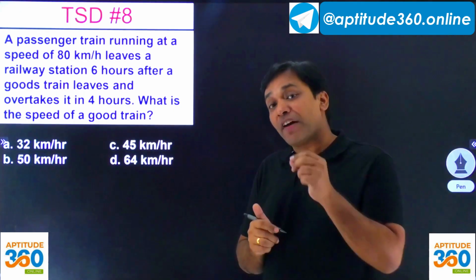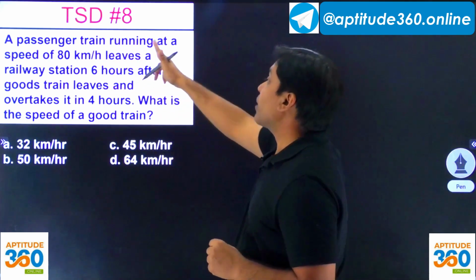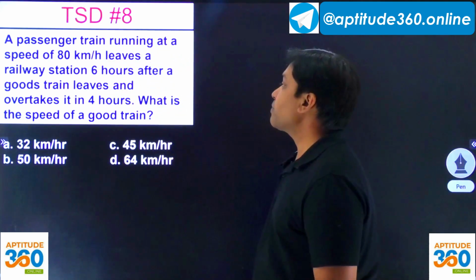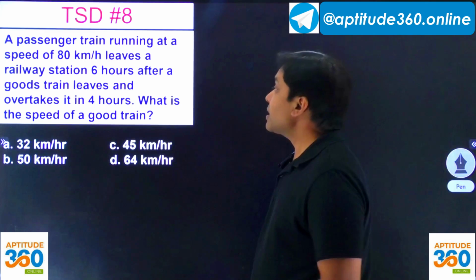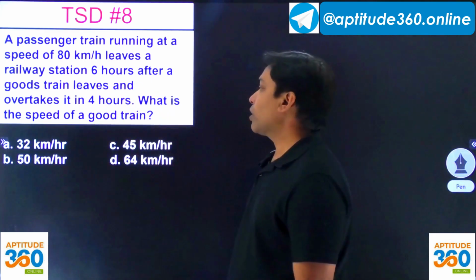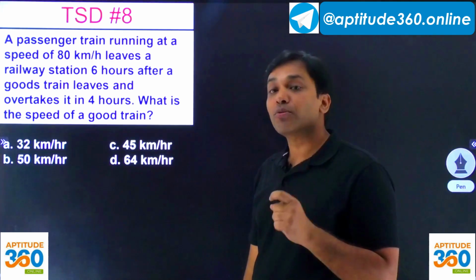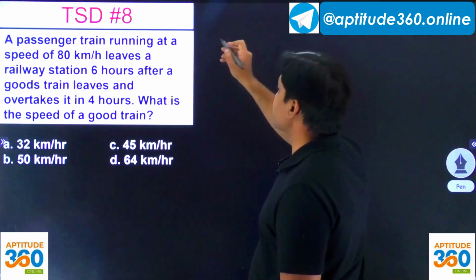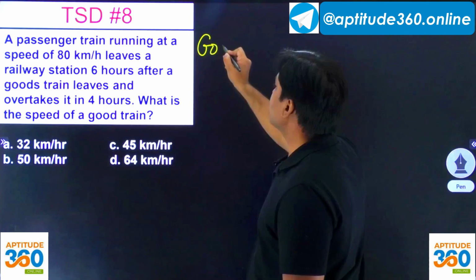Let us try to simplify this problem. It says that a passenger train running at a speed of 80 kilometers per hour leaves a railway station 6 hours after the goods train leaves and overtakes it in 4 hours. तो कौन ओवरटेक करेगा? पैसेंजर ट्रेन. तो सबसे पहले भाग के कौन गया? गुड्स ट्रेन. मान लो गुड्स ट्रेन की स्पीड ले लो.